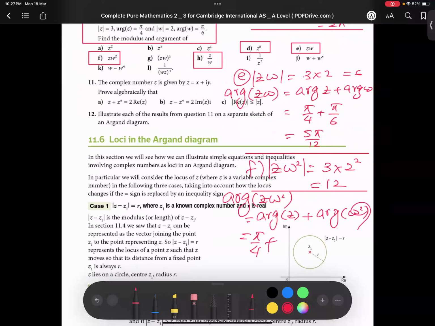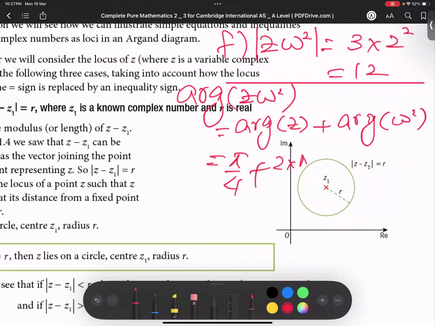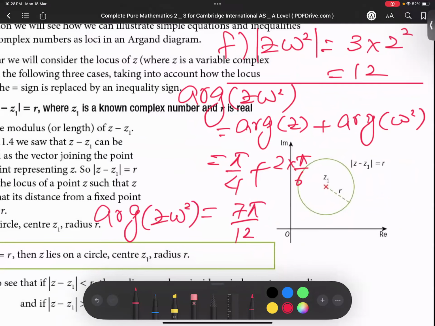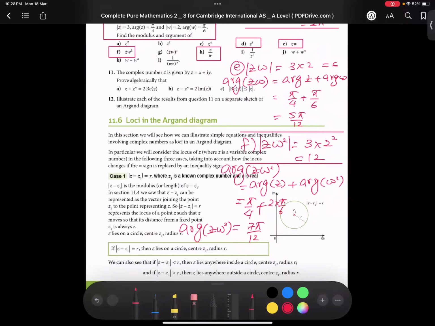But you know DeMoivre's rule, take the power 2 of that. So this 2 will multiply with this pi by 6. So 2 times pi by 6. And I believe it's very clear: 1 by 4 plus 2 divided by 6. My answer is coming 7 pi by 12. So this is the argument of Z times W square. I believe you understood well. Nothing hard. Alhamdulillah Rabbil Alameen.